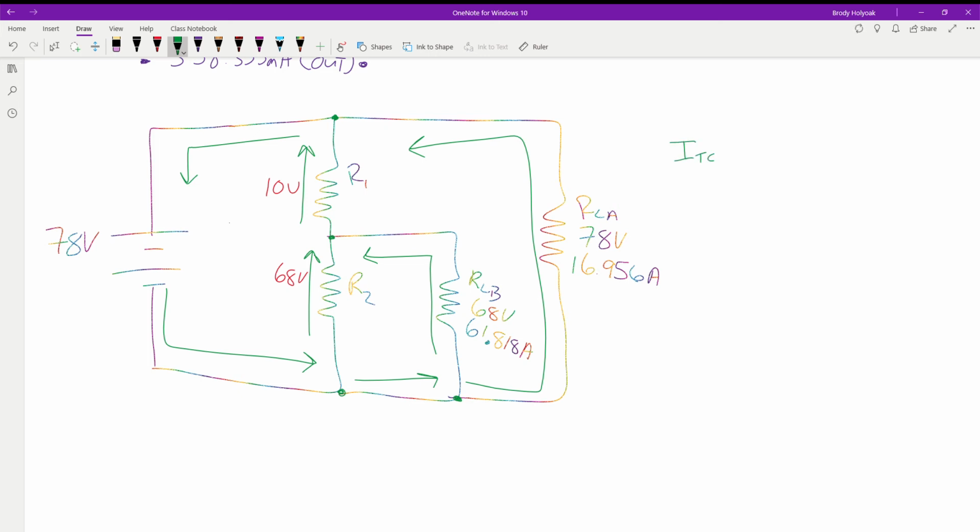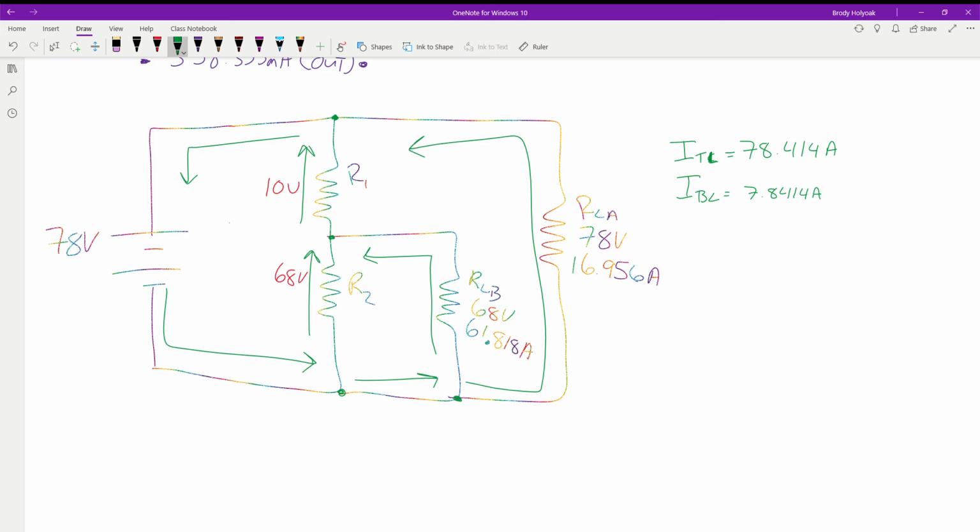So the current total for the load, what's our load total current? We get that by adding together the two load currents that we have. I bleed is equal to 10% of that. So that's how much current we have for our bleeder.